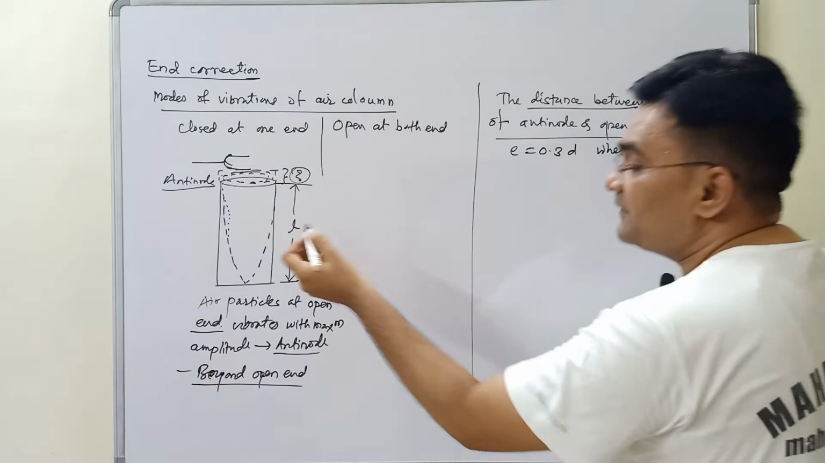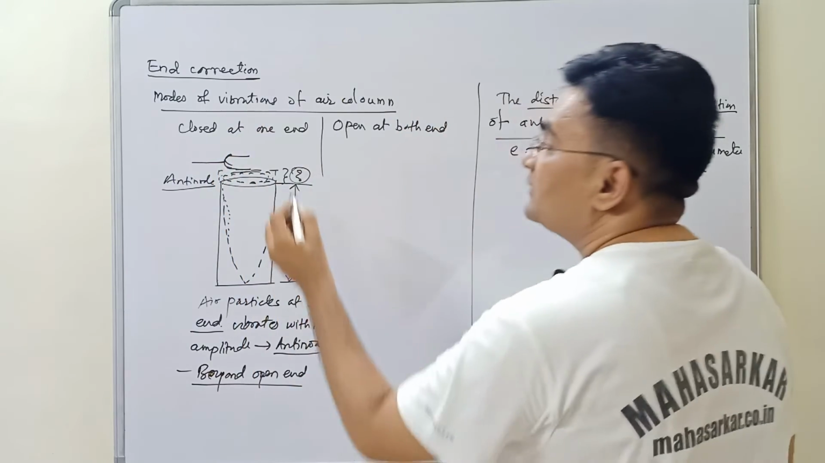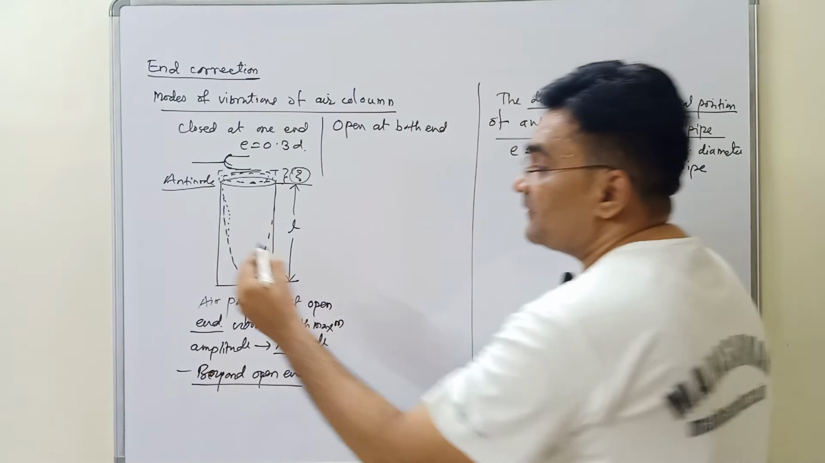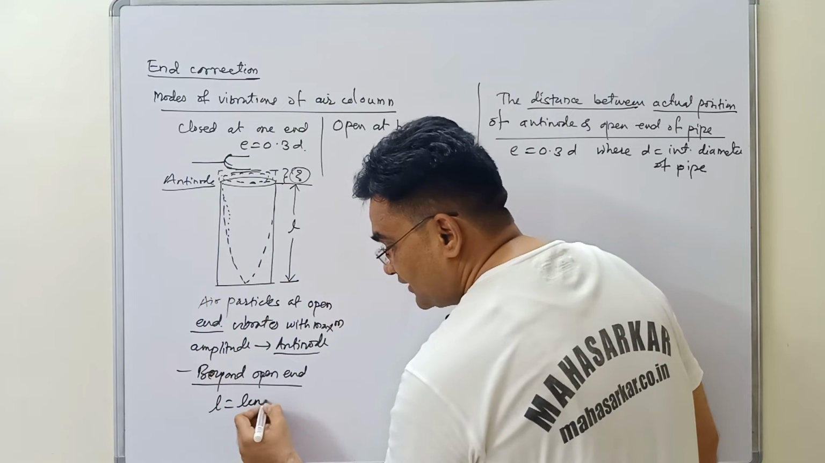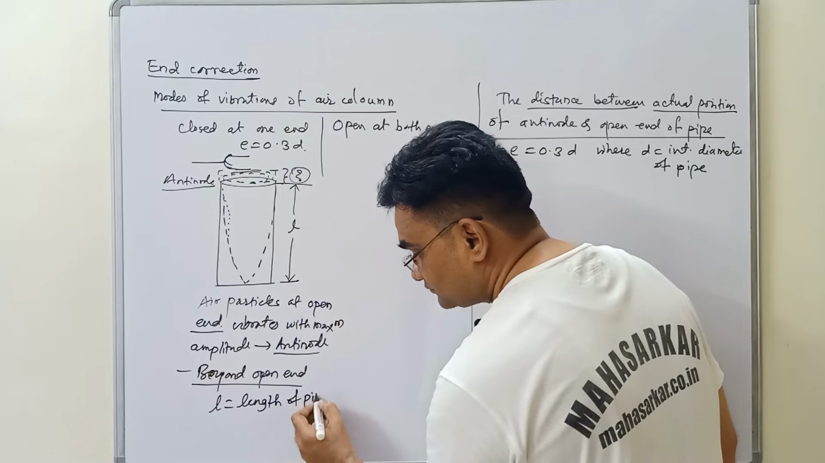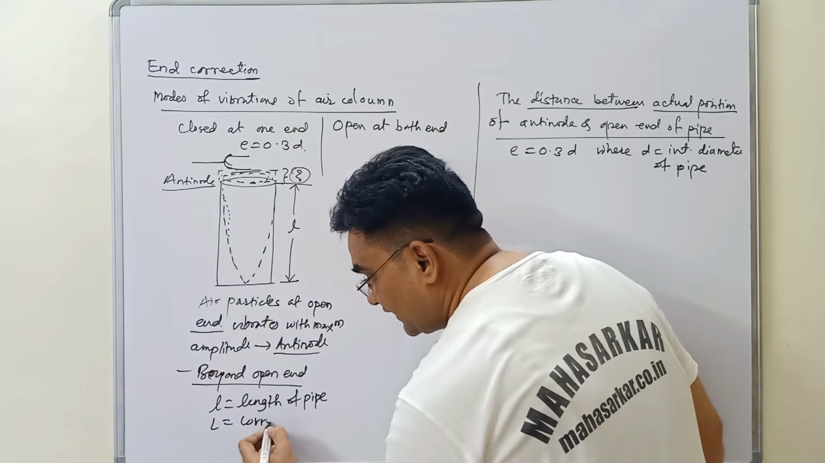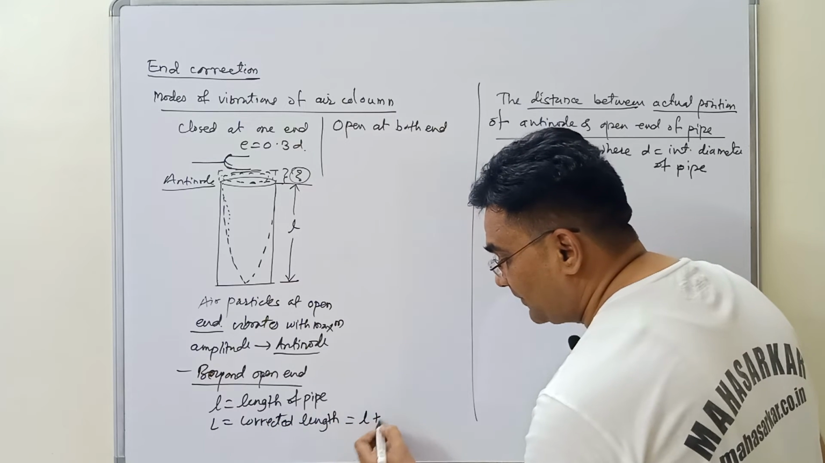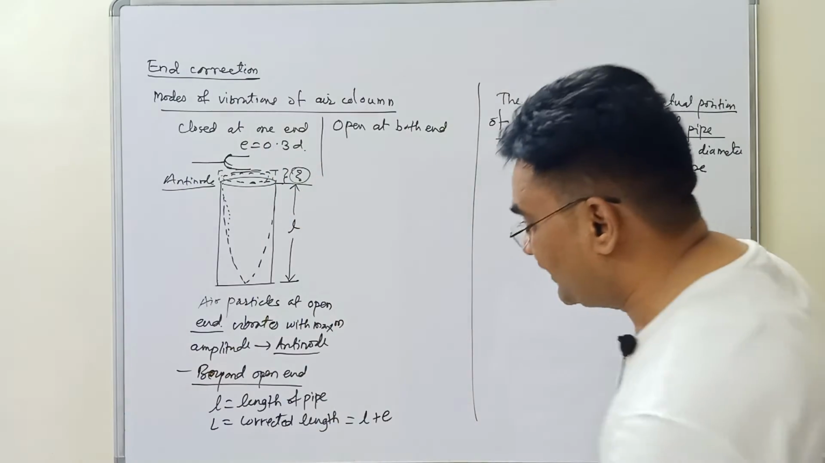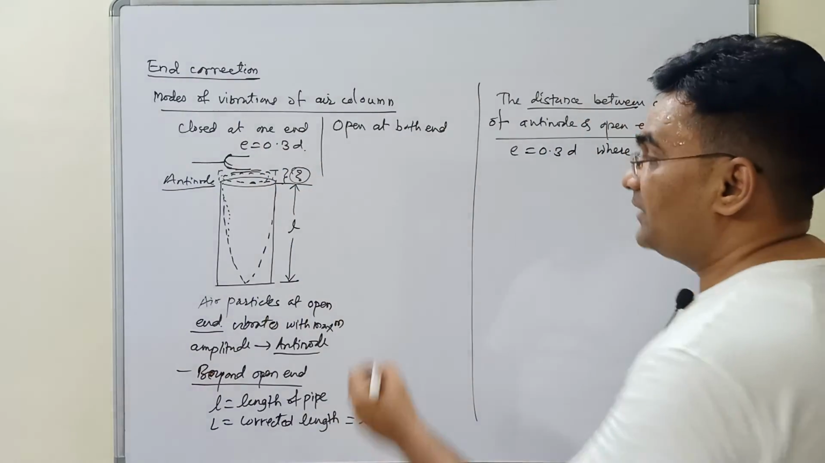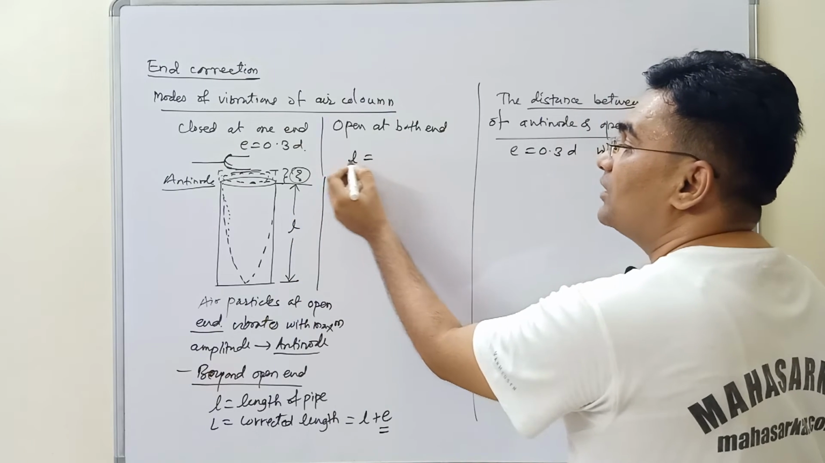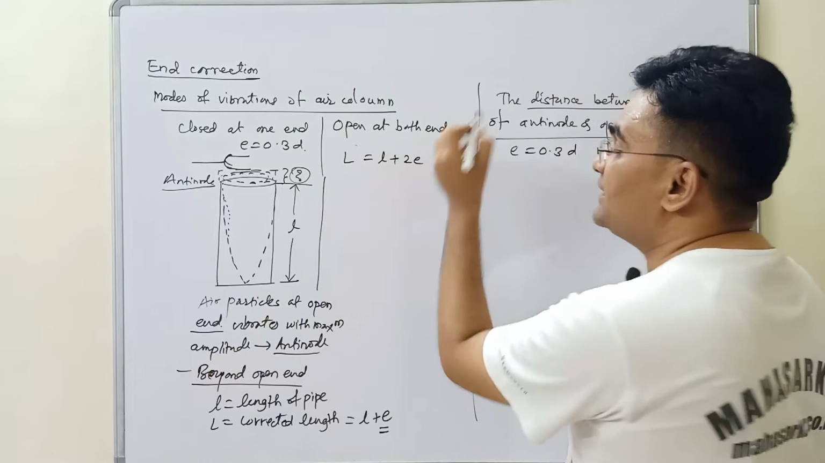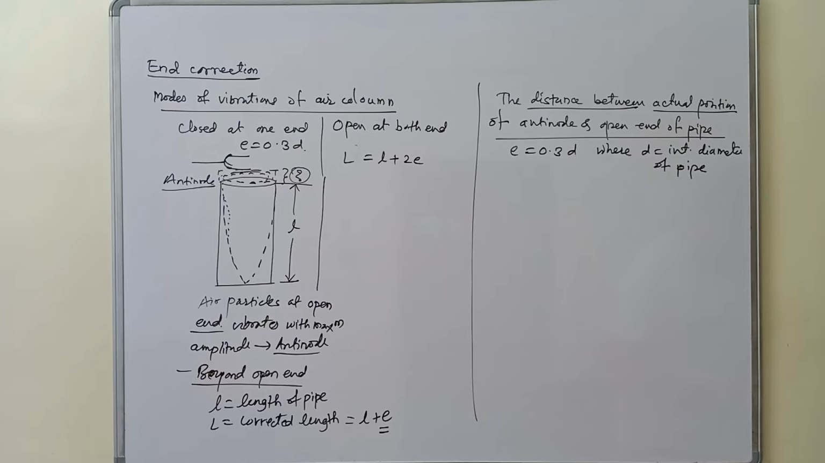For a pipe closed at one end, the end correction is only 0.3 times D. If l is the length of the pipe, then capital L is the corrected length of the pipe. We always take the corrected length, which is equal to l plus E. So the end correction is added once when the pipe is closed at one end, and for the pipe open at both ends the corrected length will be l plus 2E. This is the condition for end correction.